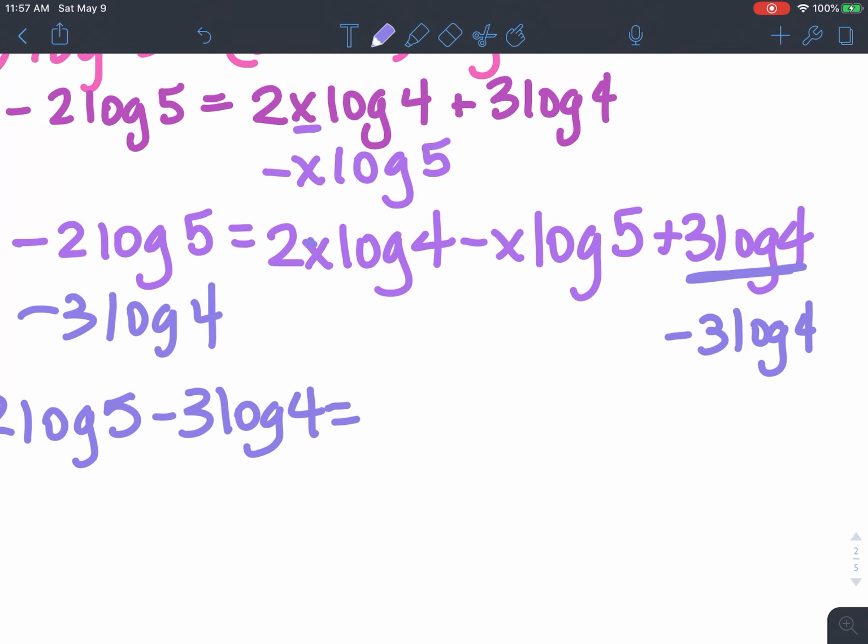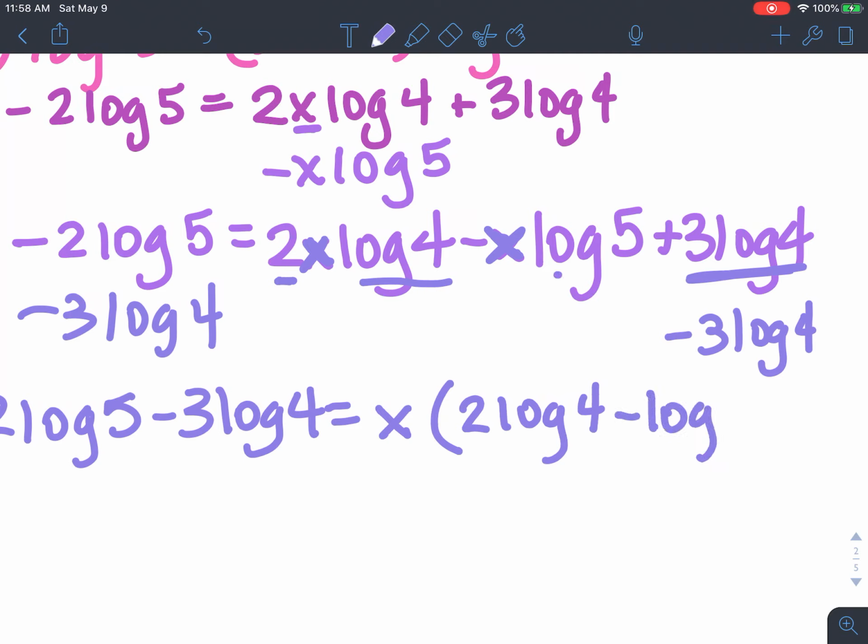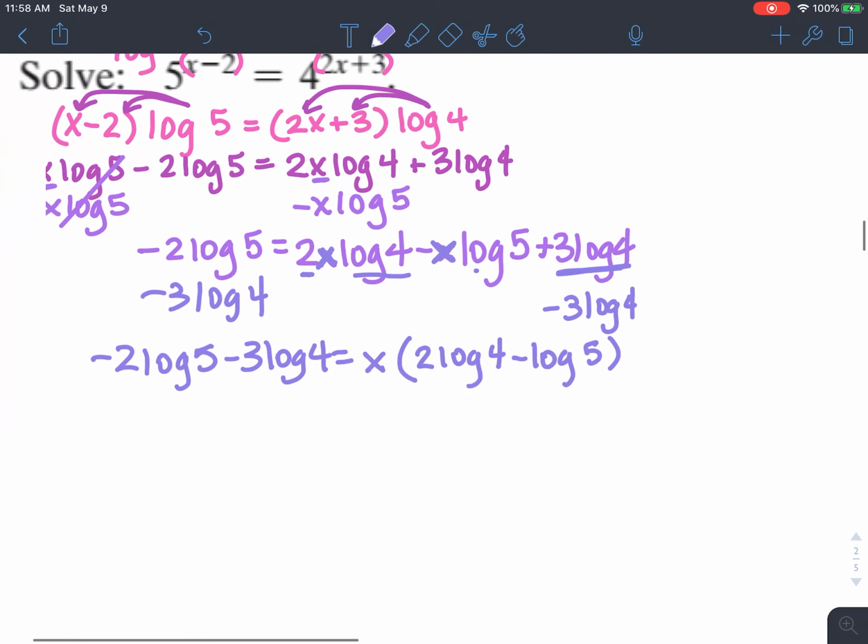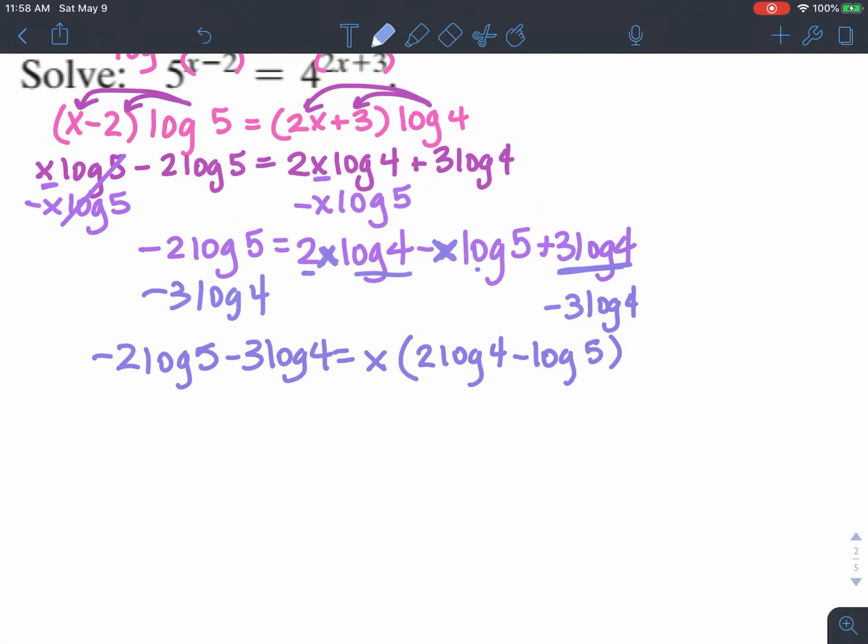Okay. Now my x's have got all this log stuff around them. Yes? Okay, so you want to sort of extract the x from these other numbers. So it's like factoring. We're factoring out an x, and we're going to be left with 2 log 4. We're factoring out the x, and we're going to be left with just log 5 and a minus. Now the x is almost alone. So now I have to divide by this mess.